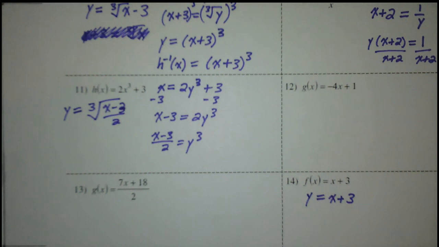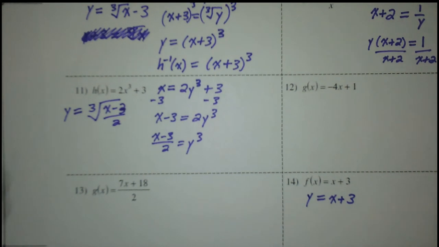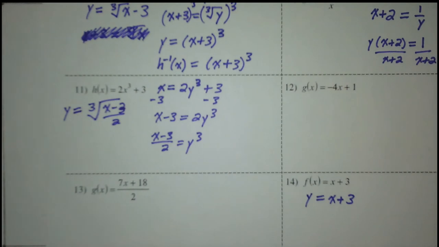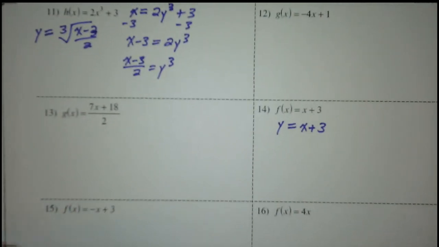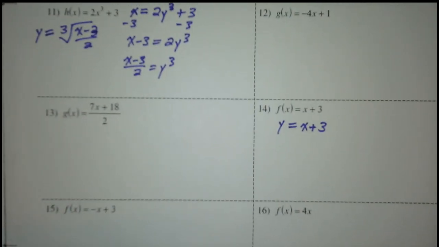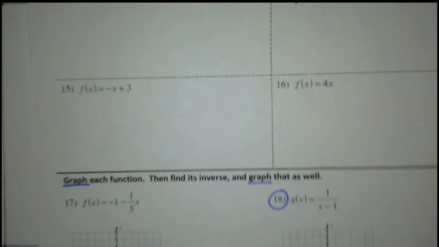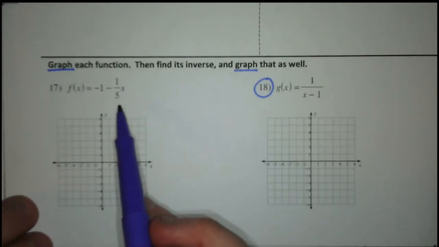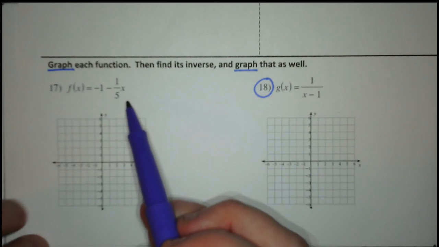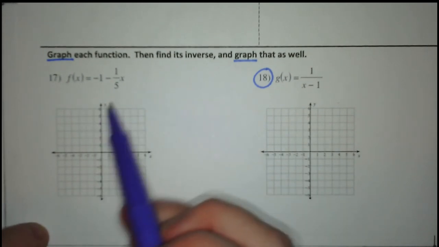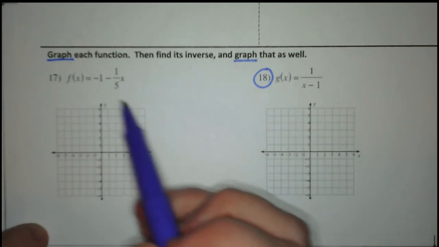So again, the steps are just have x and y trade places, and then do whatever you've got to do algebraically to resolve it for y. That's what you're doing. I think number 12, 13, 14, 15, and 16, as well as 17. You don't have to do number 18. It's a weird graph. And again, you don't even have to graph number 17 if you don't want to. Just find its inverse.